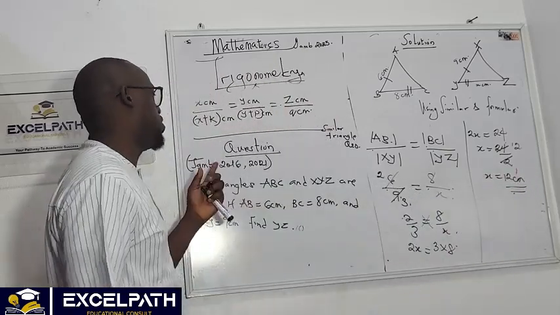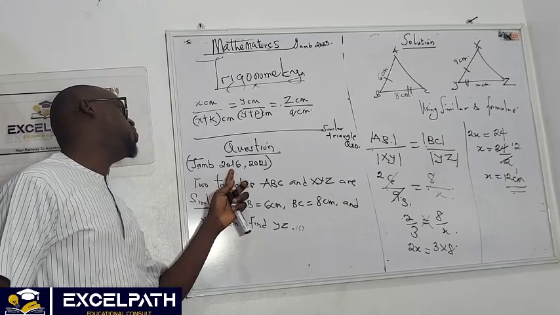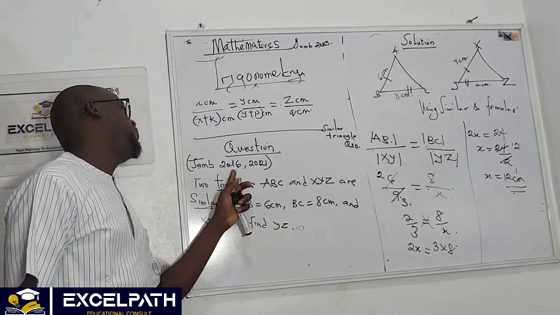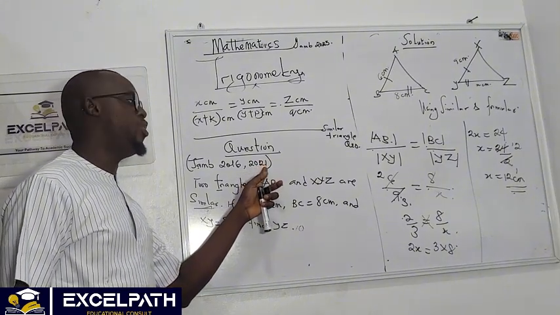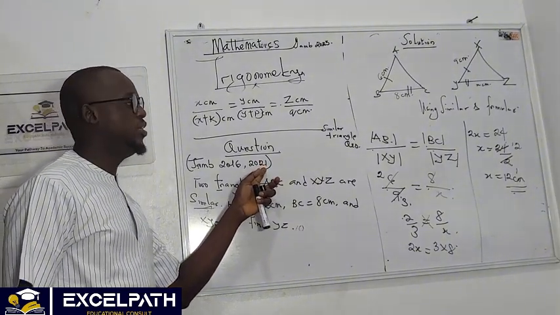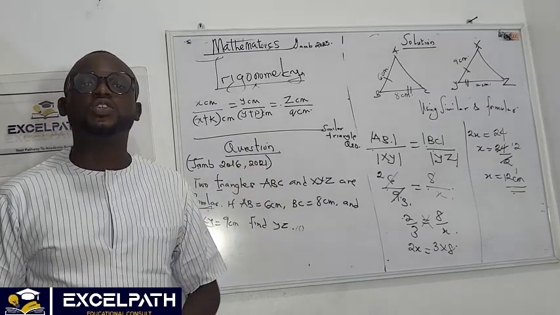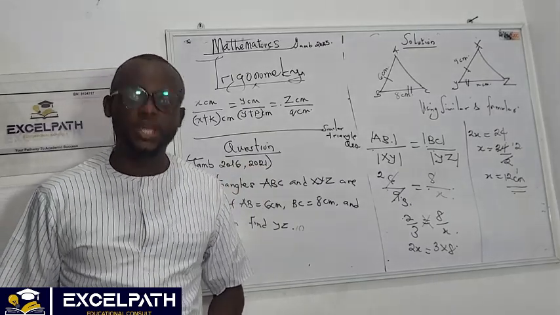This is a JAMB question. They brought it out in 2016. Five years later, they brought it out again, in 2020. So JAMB don't have questions. What they do is that they repeat questions.